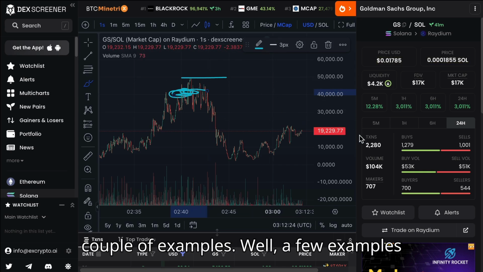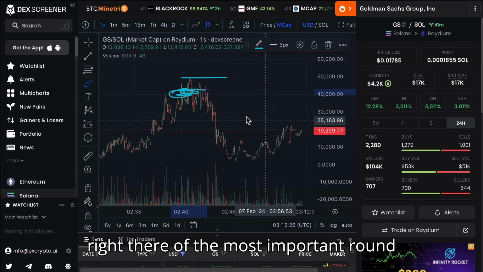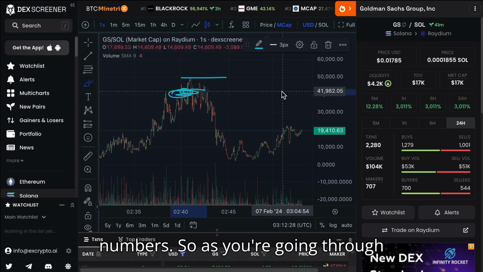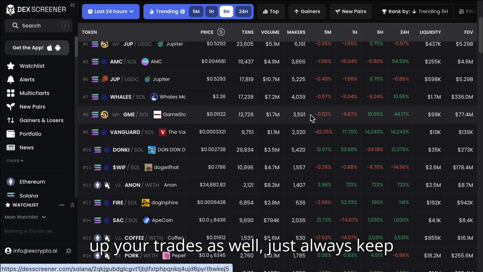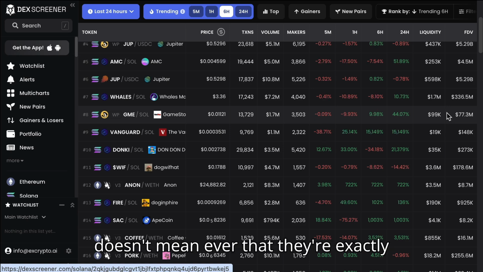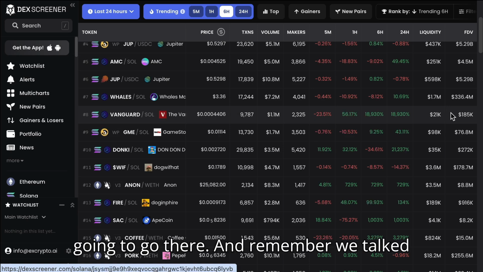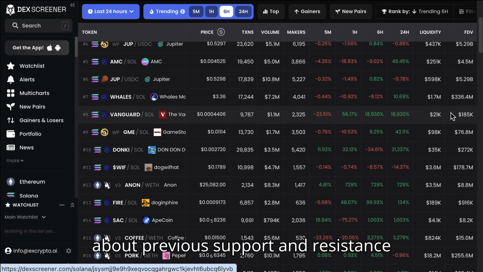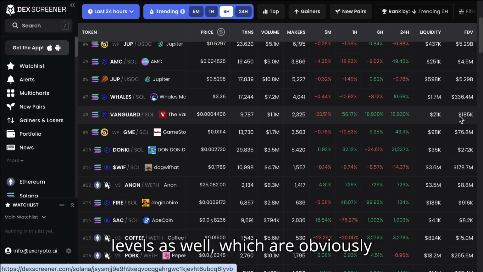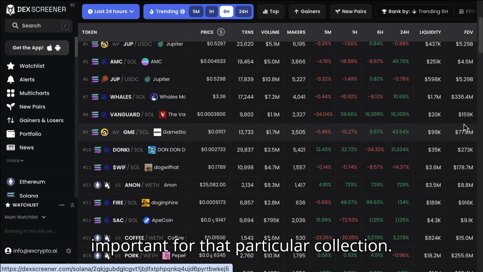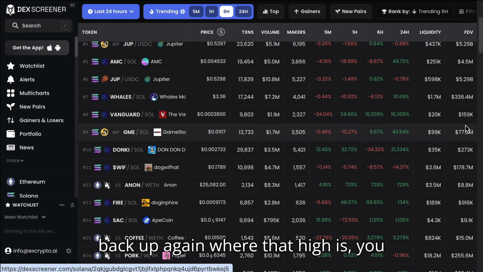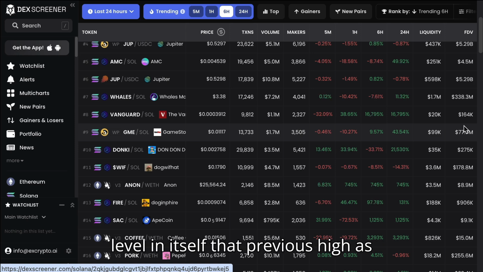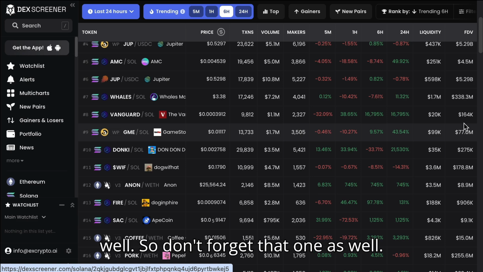So that's a few examples right there of the most important round numbers. As you're going through looking for new collections and setting up your trades, just always keep them in the back of your mind. It doesn't mean they're exactly going to go there. And remember, we talk about previous support and resistance levels as well, which are obviously important for that particular collection. If that collection had a high of 30,000 and then came down and is building back up again, where that high is, you want to sell just before that. That previous high is a level in itself as well. So don't forget that one.